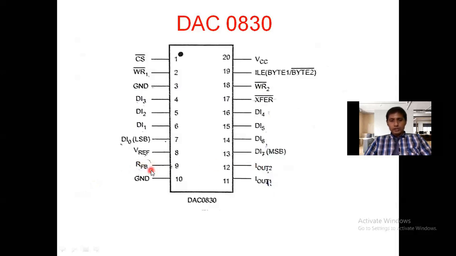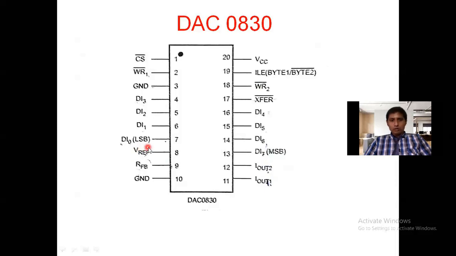This feedback resistance is connected to the shunt part of the operational amplifier in order to convert these two currents into voltage signals. So why do we use a shunt feedback resistance? RFB is a shunt feedback resistance pin, connected to the shunt feedback resistance of the operational amplifier, and accordingly we get the analog output currents as analog output voltages. For that we are using the RFB pin, to convert currents into analog output voltage.